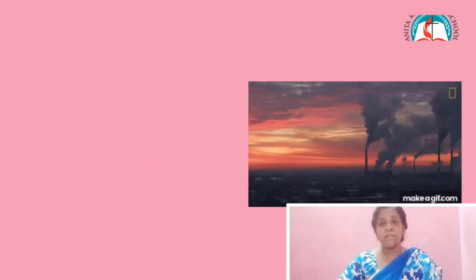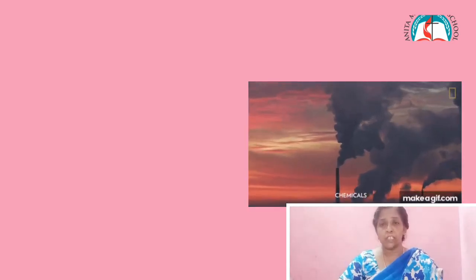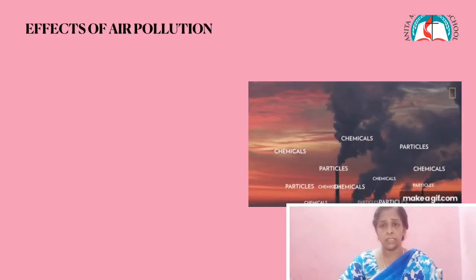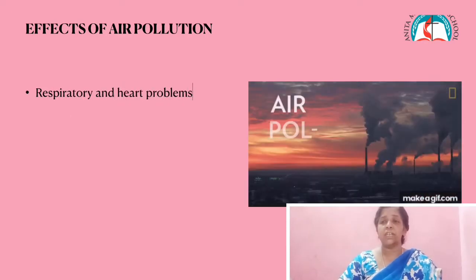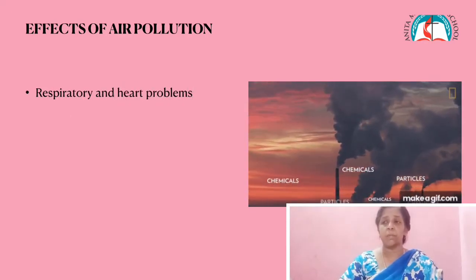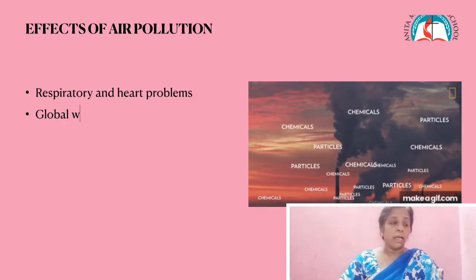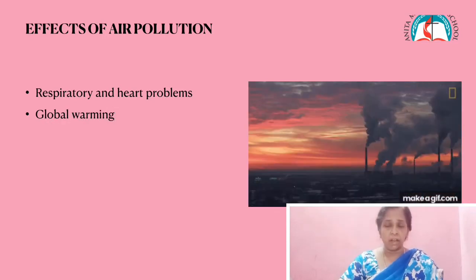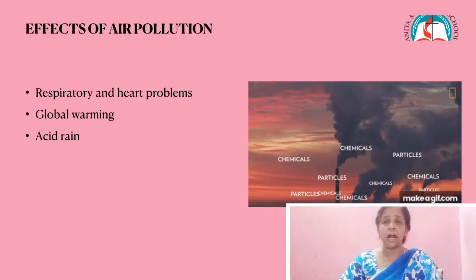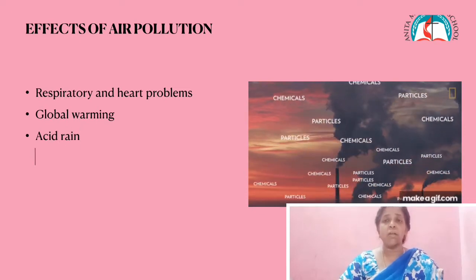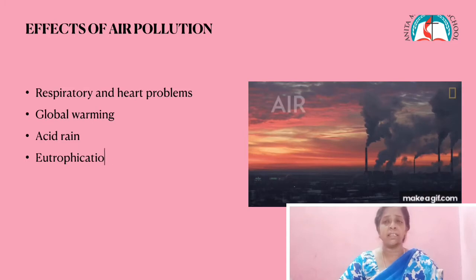Children, so far we were learning the meaning of air pollution, types, and also the causes. Now we are going to learn the effects of air pollution. So, first effect will be respiratory and heart problems. It means it creates several respiratory and heart problems and also sometimes cancer. Children are also highly affected and they commonly suffer from pneumonia and asthma.